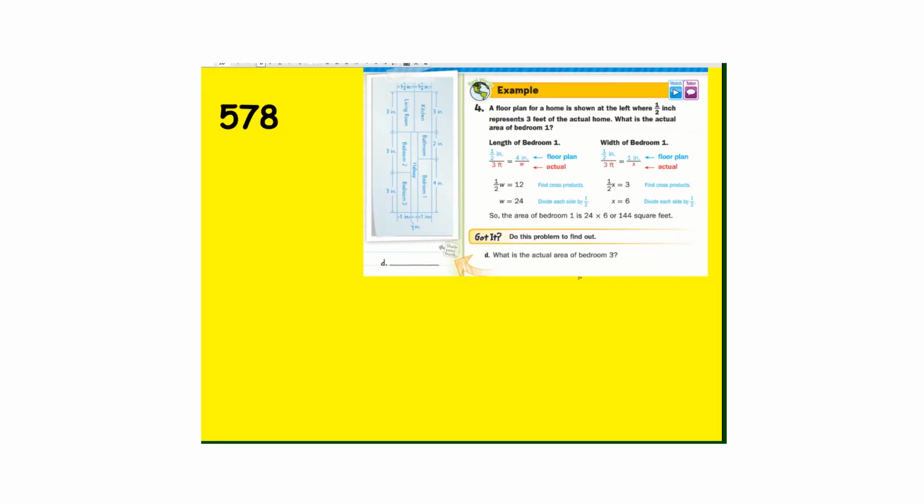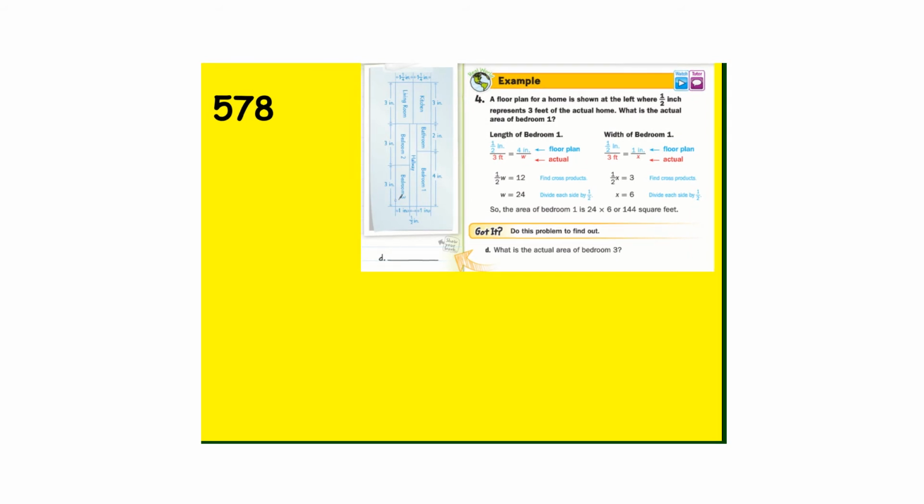So here they're figuring out the area. They're using the scale factor to figure out the area here. So the length of the bedroom, it tells us bedroom 1. Okay. Find my drawing tool. So bedroom 1. I gotta find it. Okay, right here. So we have 1 inch by 4 inches.